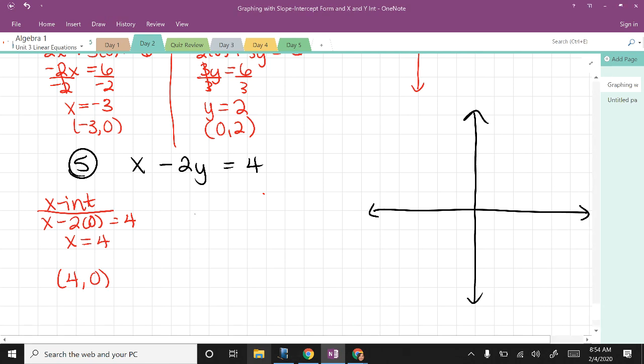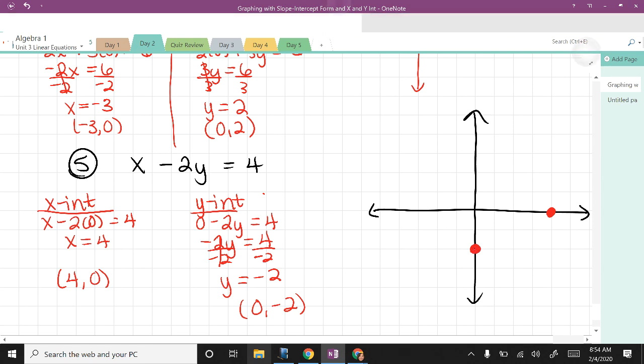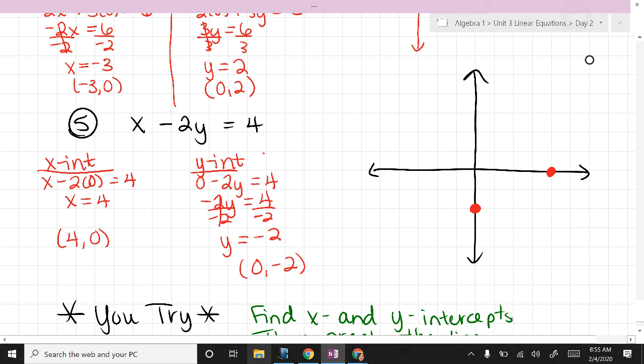Very good. How do I get the y-intercept? So 0 minus 2y equals 4. So what's that? Negative 2y equals 4. Divide by negative 2 everywhere. Y equals negative 2. What's that ordered pair? 0, negative 2. So 4, 0 is on what axis? X-axis at 4. The y-intercept is at negative 2 on the y-axis. So I have a point on each axis when I'm graphing with intercepts. And then I try to draw a straight line without scooting all over the place.